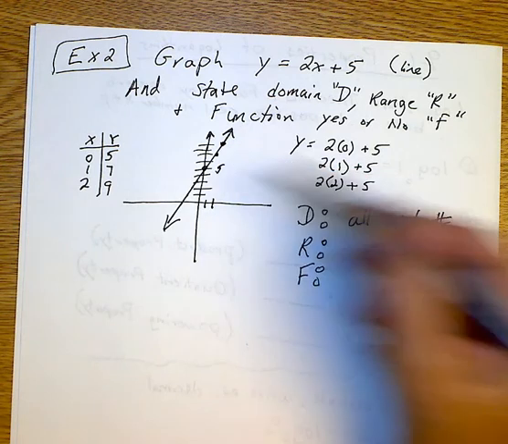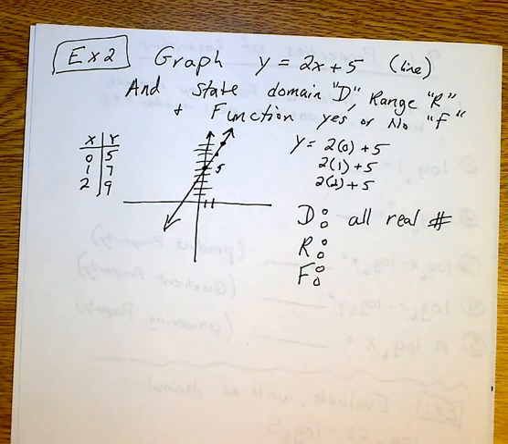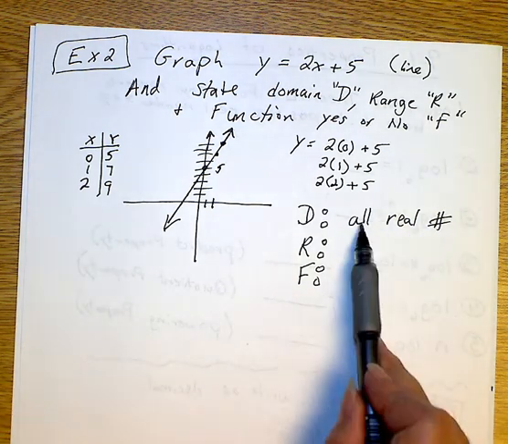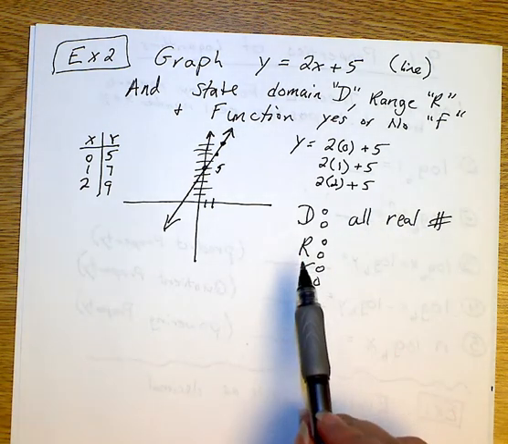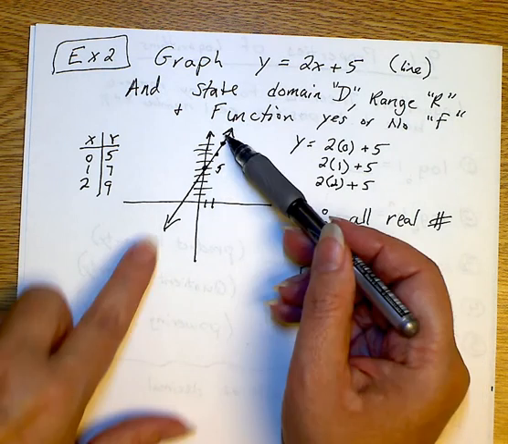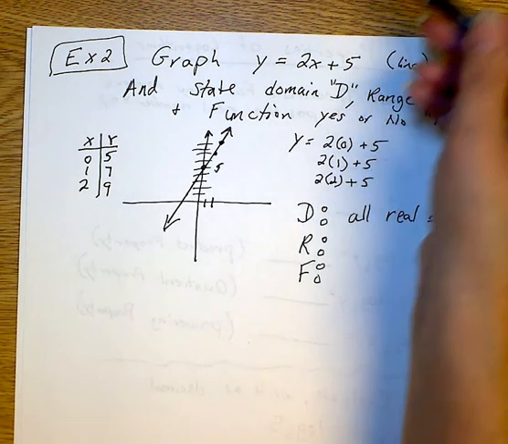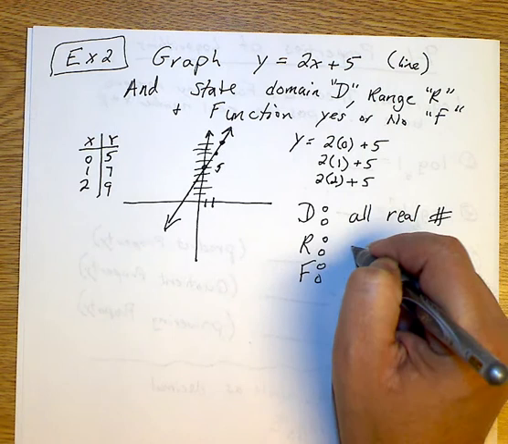So, with that said and done, your range, the values you would get out. If you can put everything in, what are you going to get out? All real numbers. Because remember, this goes on forever. So, it's also all real numbers.